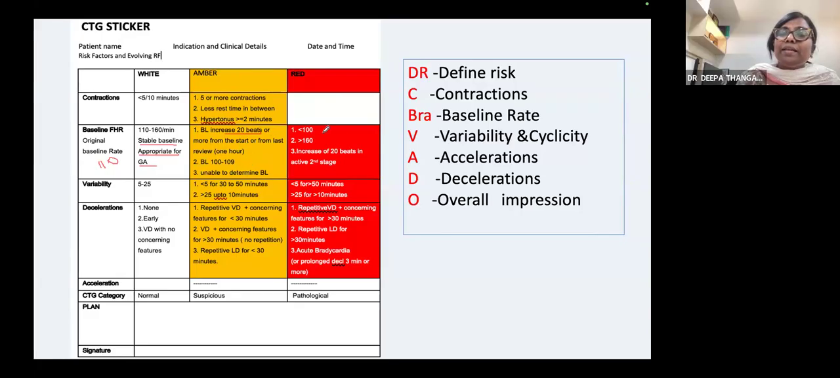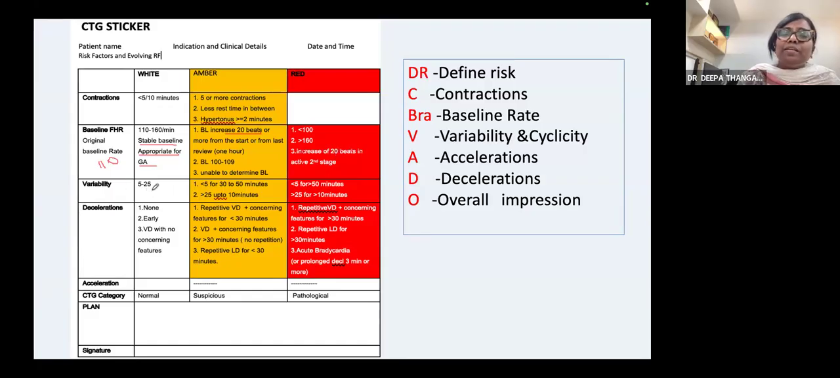What is red in baseline? Red is abnormal. Anything less than 100 is bradycardia, more than 160 is tachycardia, or an increase of 20 beats in the active second stage of labor. Suppose the heart rate is 140 beats and it goes up by 20 beats in the active second stage of labor, that is an abnormal red alarm. So this is the baseline.